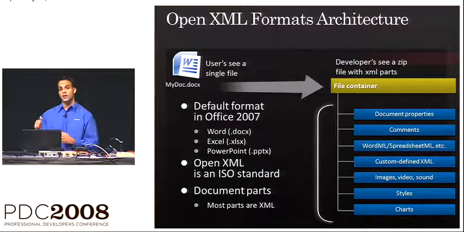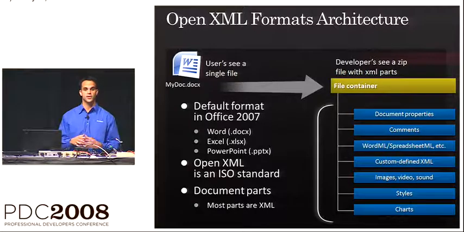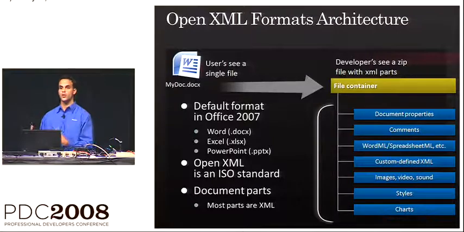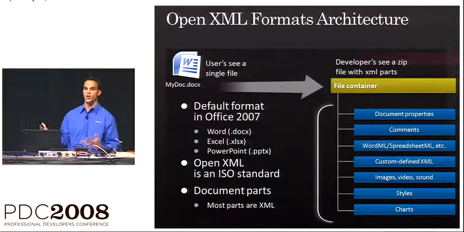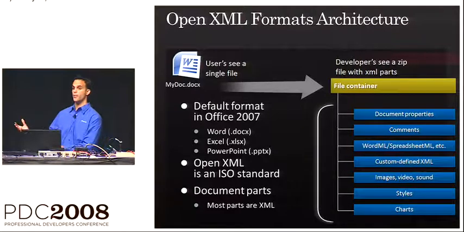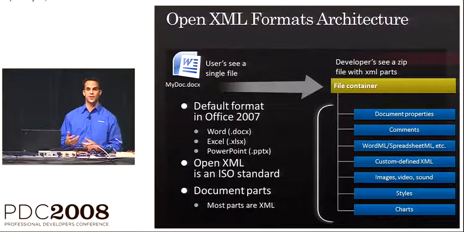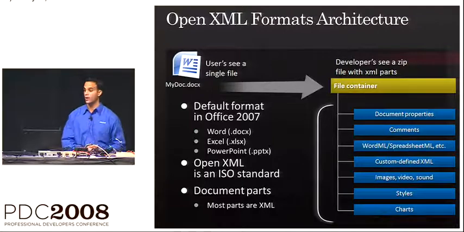What they are is zip-based packages. So they're zip files that contain multiple parts, and most of the parts are actually XML. Each of these parts represents certain parts of the file. For example, you can have a part that represents the main document content, a part that represents the comments, and other parts that represent the charts, the styles, and even media, such as images, video, and sound. OpenXML file formats are now an ISO standard, which is also something I want to call out here.